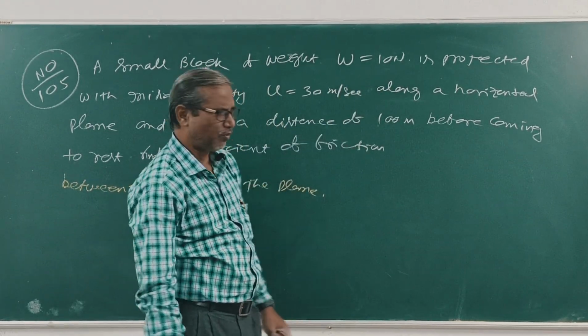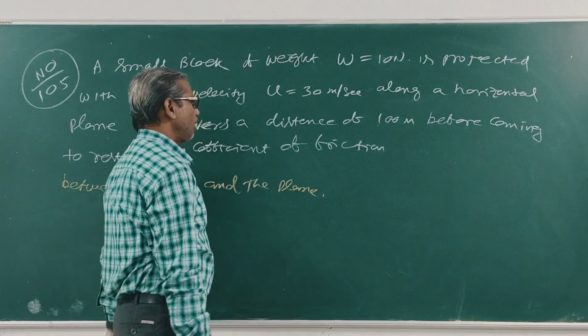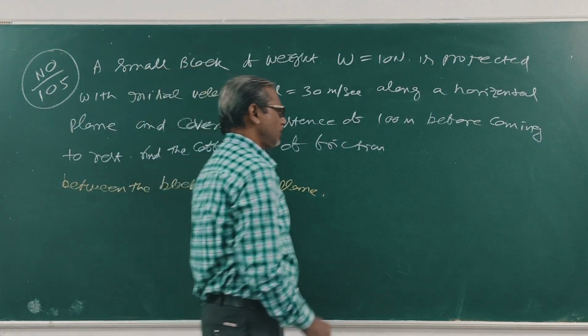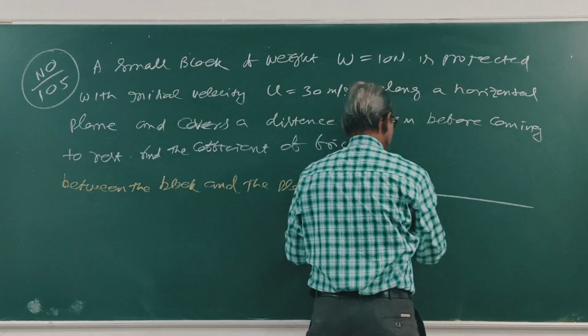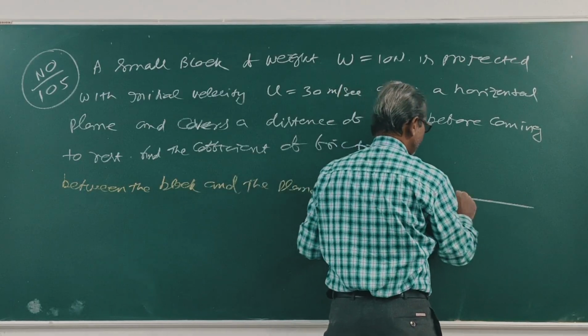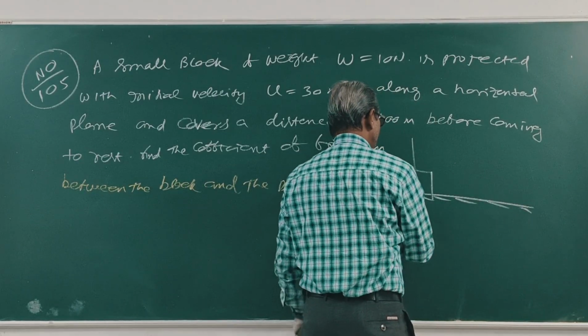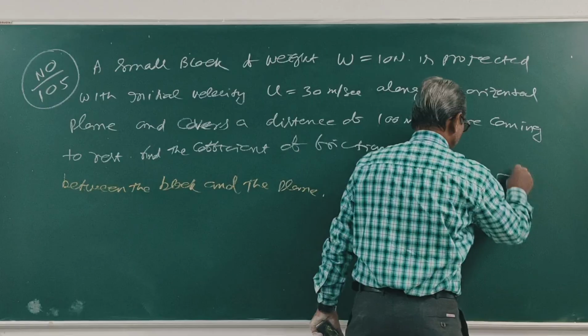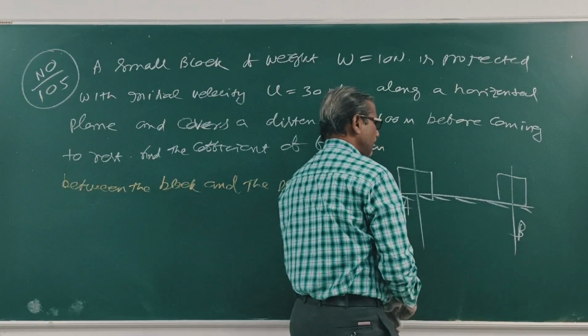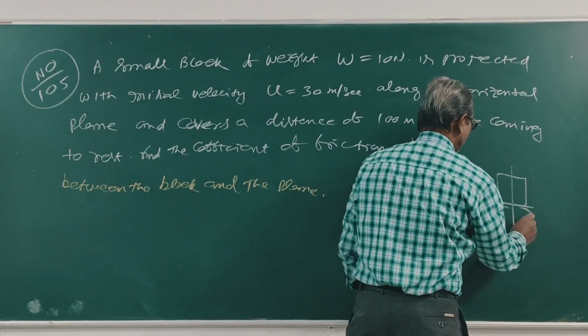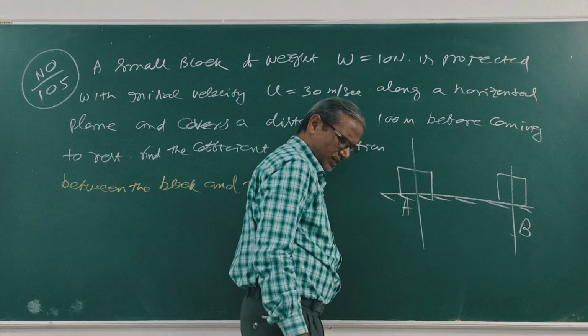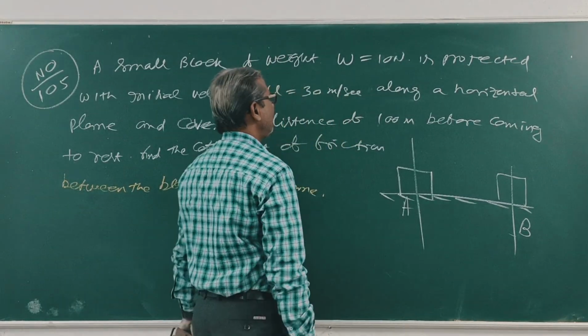Now first draw the figure. You see block A, block B. The block moves from A to B. Clear? The weight of the block is 10 Newton. This is weight W.